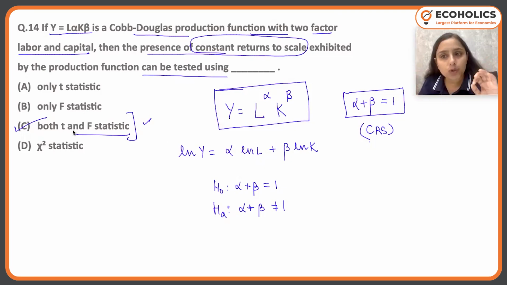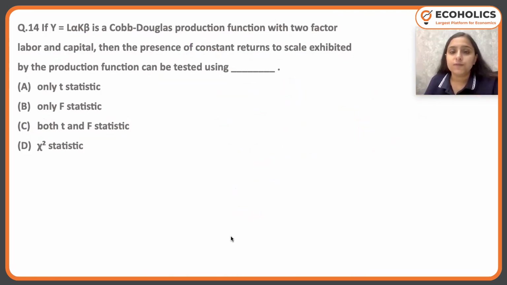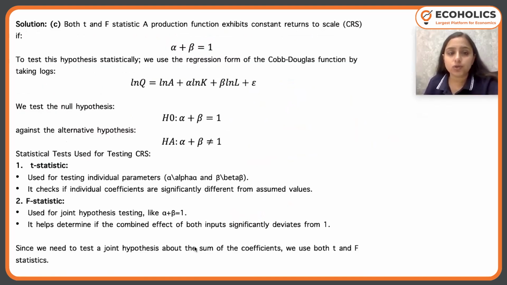So I can use both t and f test statistic. T I will use whenever I have to do individual hypothesis testing, whereas F I will use whenever I have to do joint hypothesis testing. I hope this is clear here. Now let's proceed to question number 15. In the detailed solution, you can see that for individual testing you use the t-test statistic, and for joint hypothesis testing, the f-test statistic.